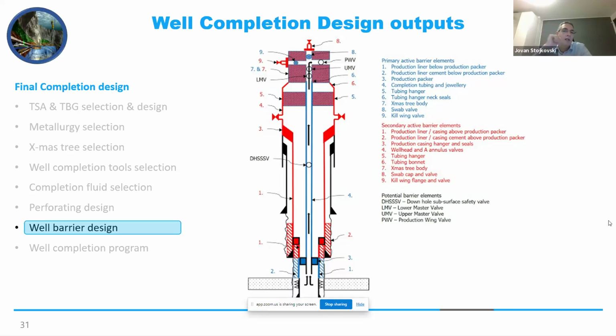If we switch to artificial lift wells, the rules are not very strict, because if you stop the artificial lift, your well will most likely die. At least you need to have one barrier, and the second barrier can be a fluid which you will use to kill the well.